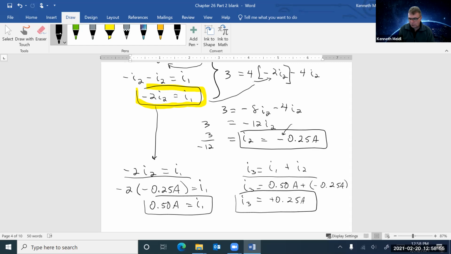So Kirchhoff's loop rules are actually very powerful because in theory, they should be able to handle just about any sort of situation, because you're just conserving energy and conserving charge, and you really can't get more basic than that.